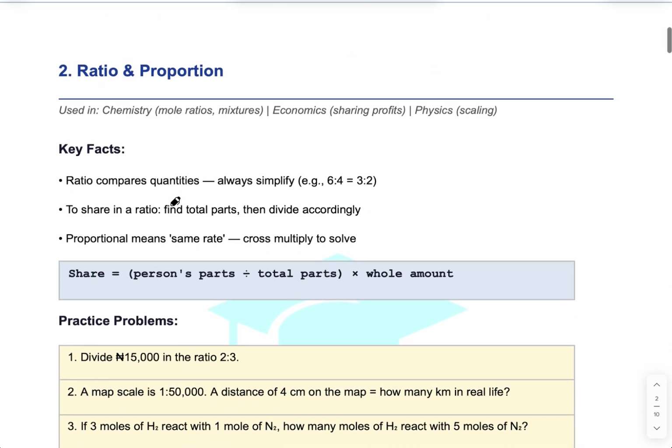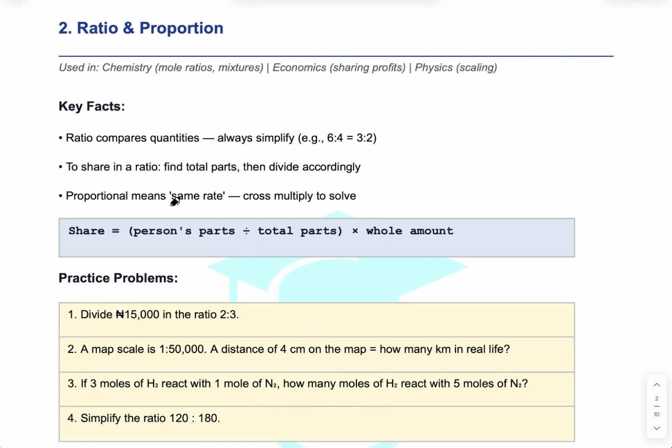Now, next one is ratio and proportion. This one is very, very important. You need to be able to divide into ratio, and you need to know that ratios can be simplified. If you have ratio A to B, it basically means A over B. At least you can find this ratio simplification. However, you need to be very careful in using the actual ratio when you are solving problems.